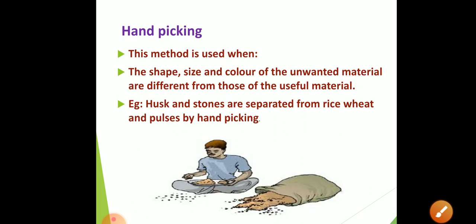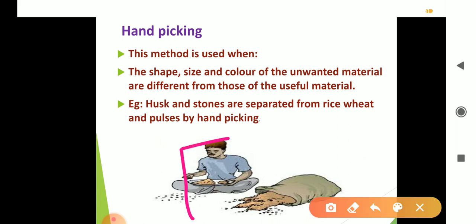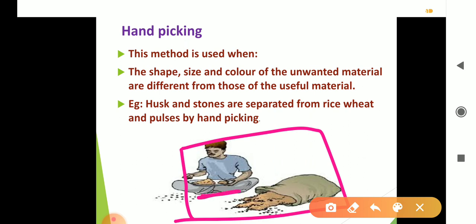The first is hand picking. Okay, in this picture you can see this person is separating, I think this is a grain or it may be any of the cereals. Then stones वगैरह ये से अलग कर रहे हैं, right? Then hand picking involves picking out substances by hand and separating them from the others.